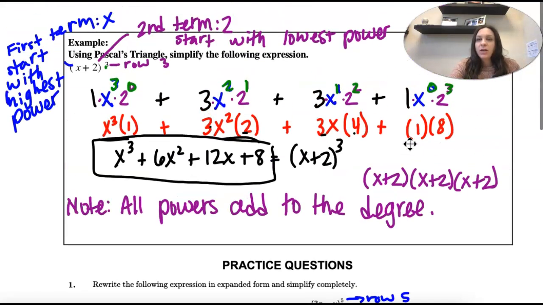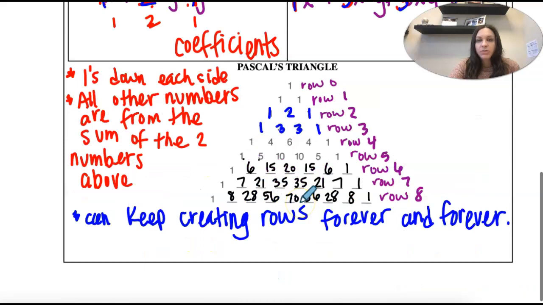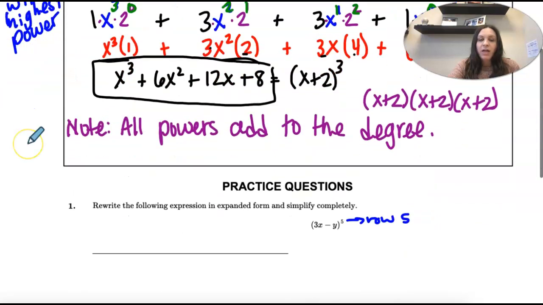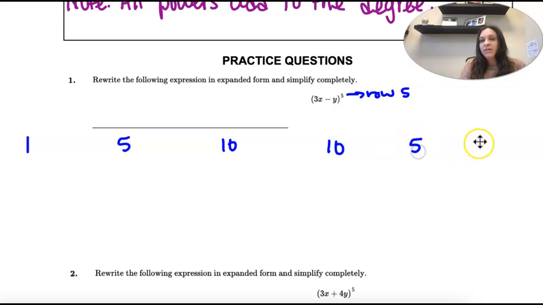So I'm going to come up here to row 5. 1, 5, 10, 10, 5, 1. So I'm going to write these and leave lots of space. 1, 5, 10, 10, 5, 1. I always leave way more space in the beginning and not enough in the end.